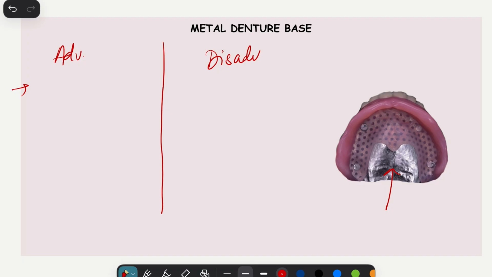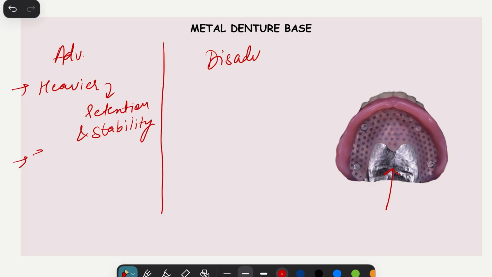So, metal denture bases are heavier and so aid in retention and stability. Then they have good thermal conductivity. They stay strong in thin section.